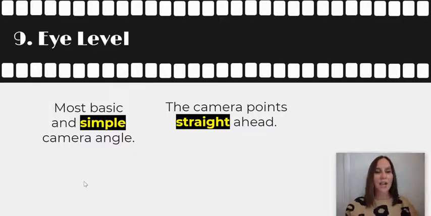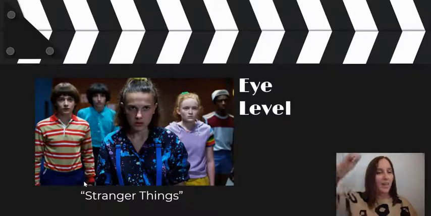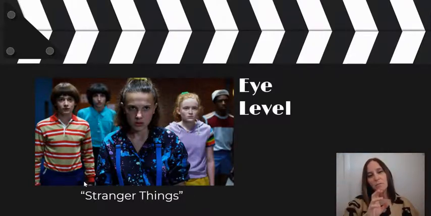An eye level shot is the most basic and simple camera angle. The camera points straight ahead. Eye level. So this is from Stranger Things. We see all the characters are at the same eye level. Truly, the character of 11 seems to be the most in focus, but we can still see all the characters at the same level.